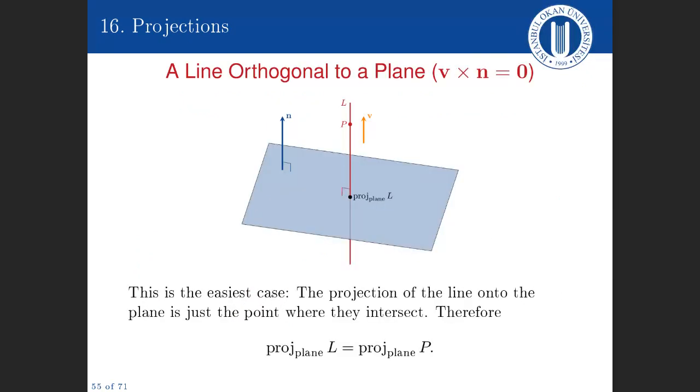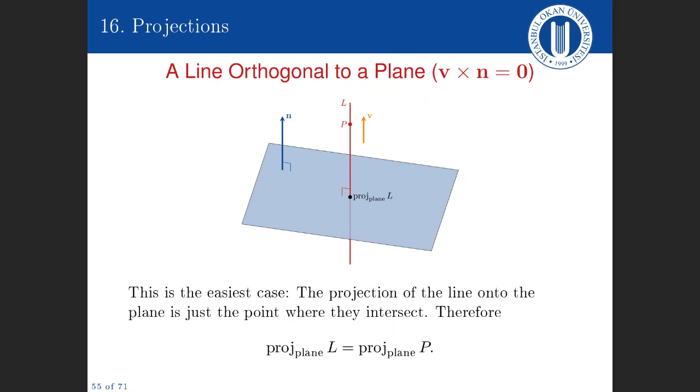So, first case. If we have a line orthogonal to the plane, if v cross n is the 0 vector, this is the easiest case because the projection of a line onto a plane, and remember, projection means we're just going to squash everything, we're going to squash from the top and the bottom, and we're just going to squash the line onto the plane. Or, to say it another way, we're looking for the shadow of the line onto the plane. It's just going to be the point where the line intersects the plane.